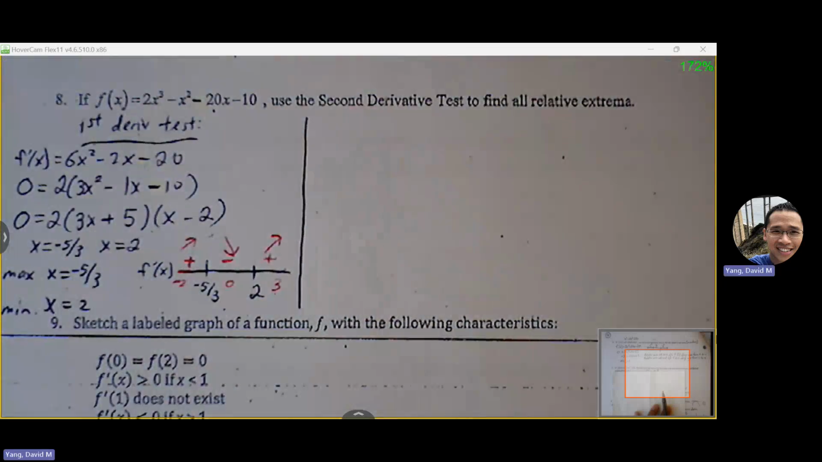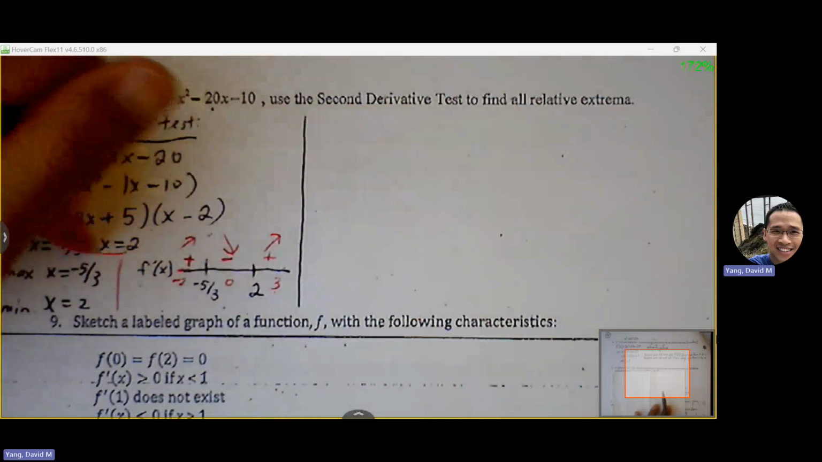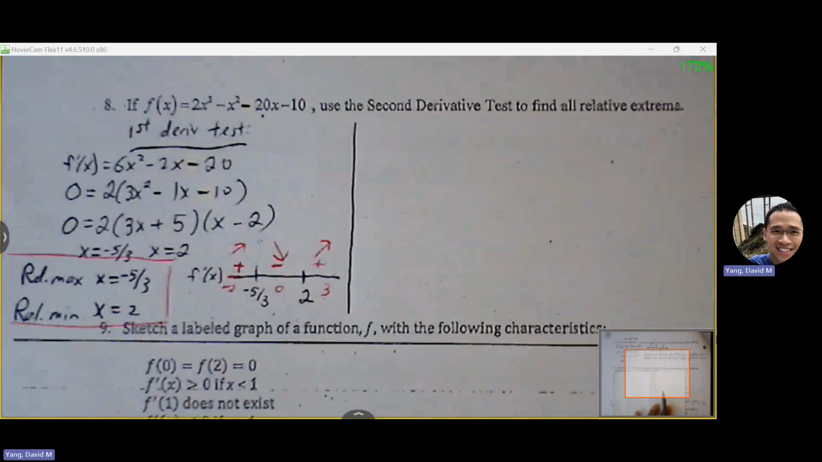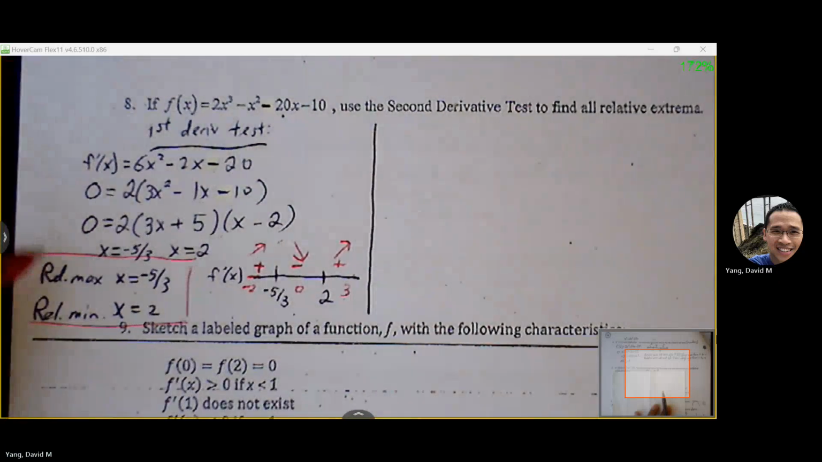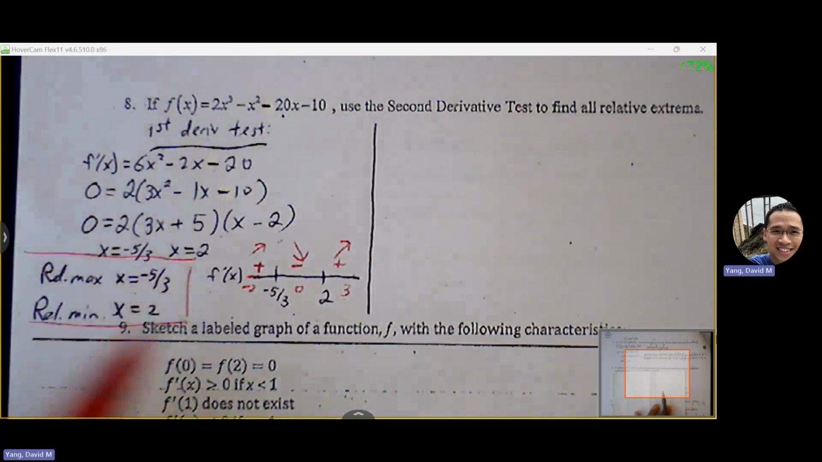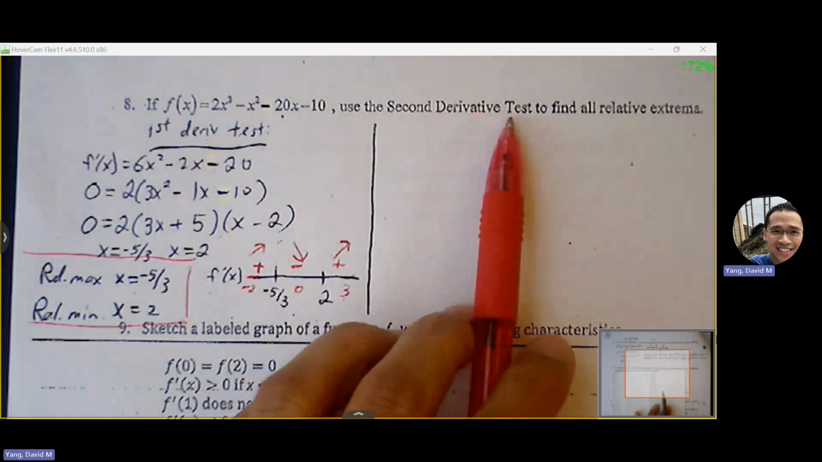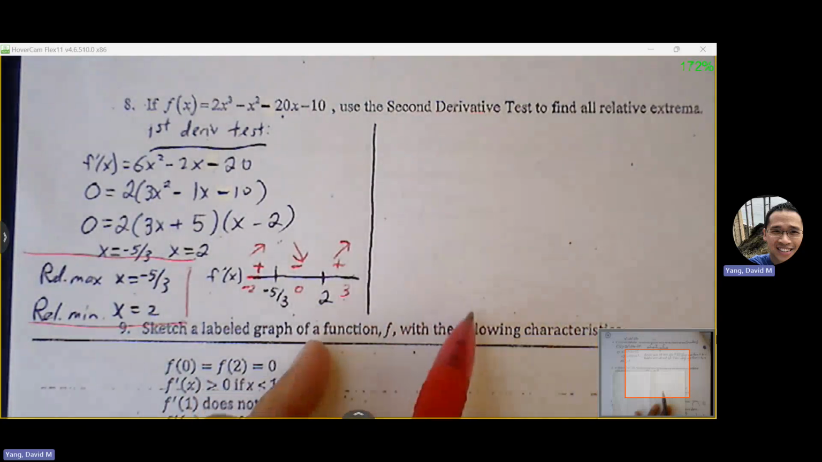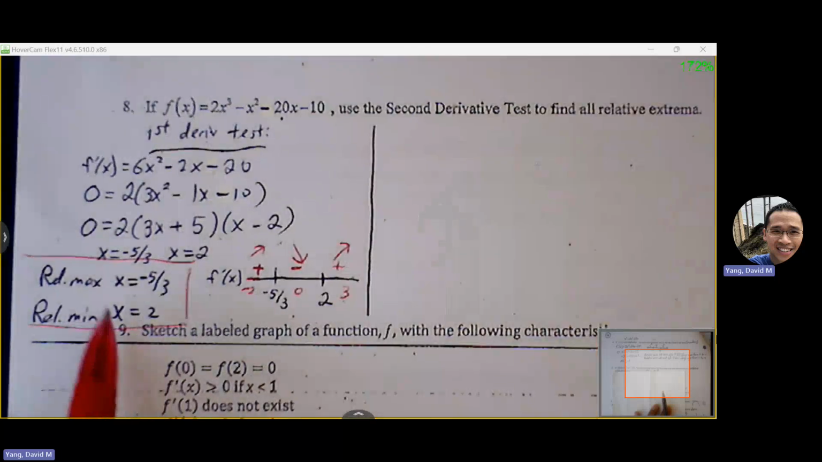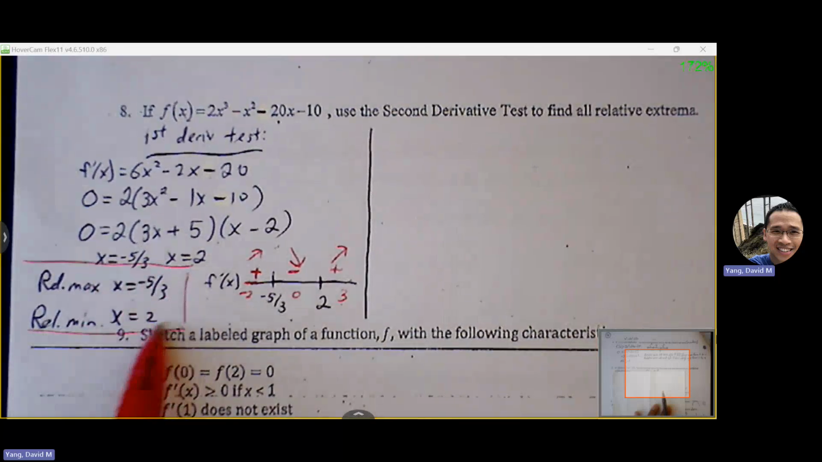Okay, so this is the first derivative test. This is not the process that this problem is asking for, but I just want us to feel comfortable with this process. We know what the answer is supposed to be. Let's use the second derivative test and see how that process is different, but will still get us the same result.